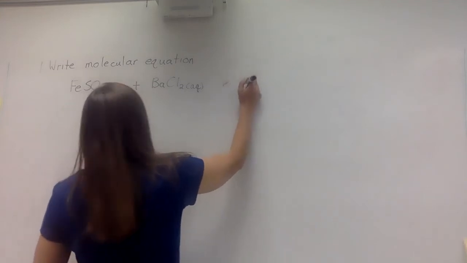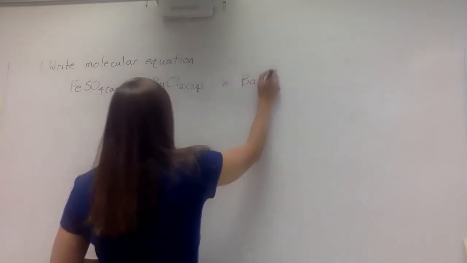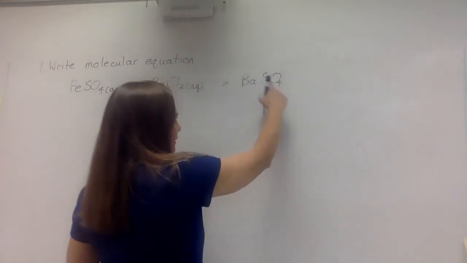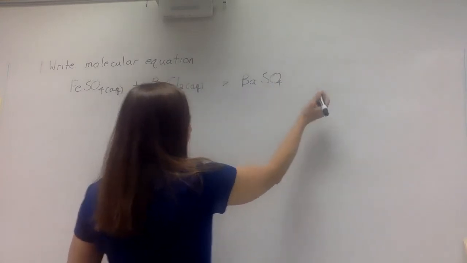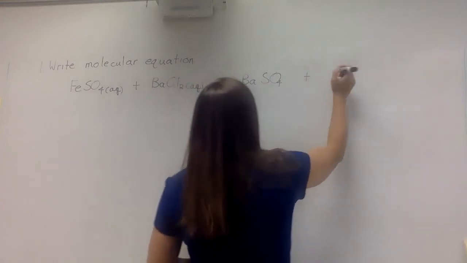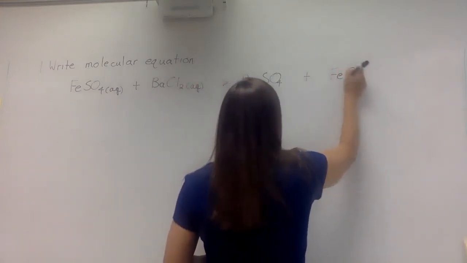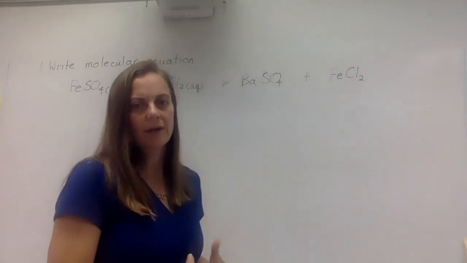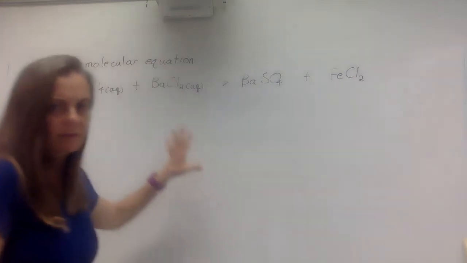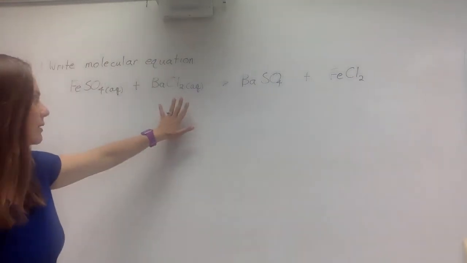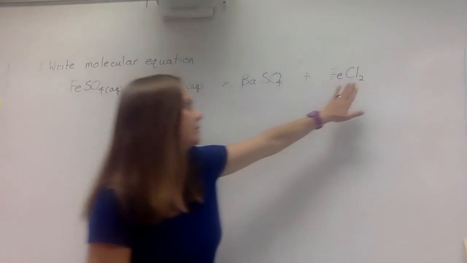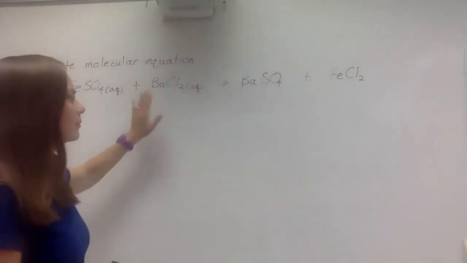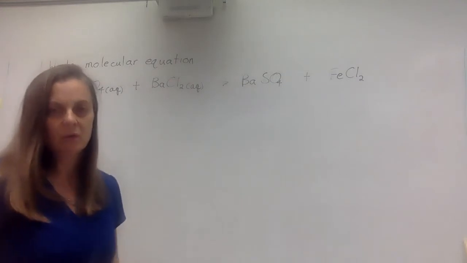And so we're going to wind up with barium sulfate. And since the sulfate is a -2 and the barium is a +2, we don't need any subscripts. And iron 2 chloride. And since the iron is a +2, we need 2 chloride ions to go with it. So we now have our balanced molecular equation. Well, let's double check and make sure it's balanced. I have 2 chlorides, 1 iron, a sulfate, and a barium. So we have a balanced chemical equation.